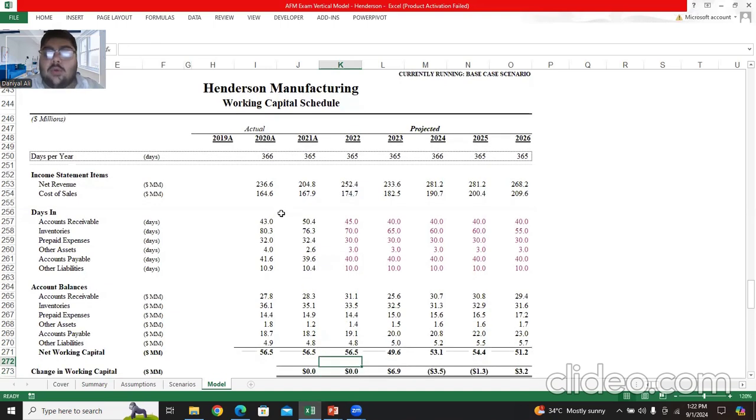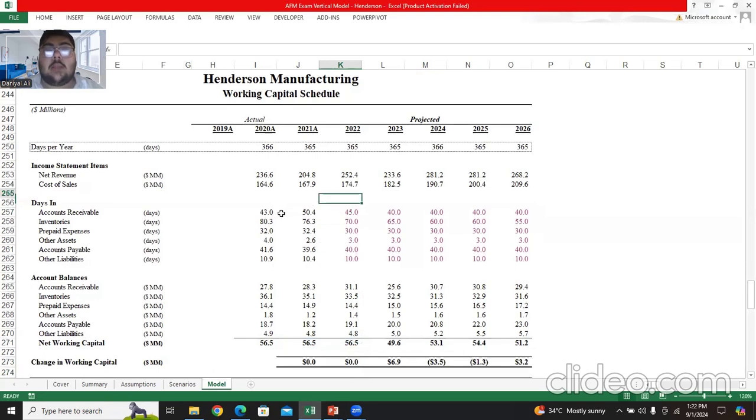You got your net working capital, which closes all your account balances. You subtract your liabilities from your current assets, and get a net working capital. Here you got changes in working capital, the difference between your previous working capital and your current working capital, being the part of your cash flow statement. This was a working capital schedule.